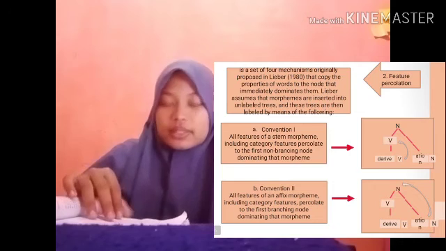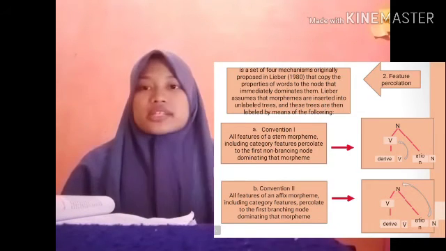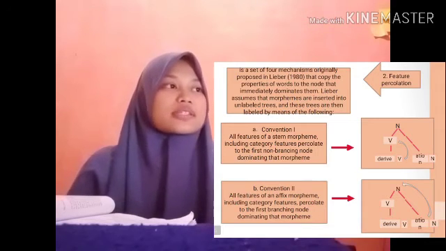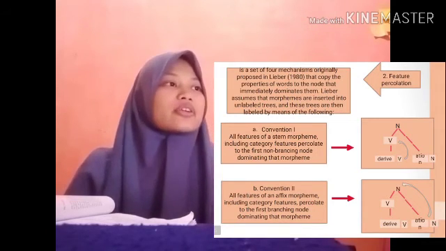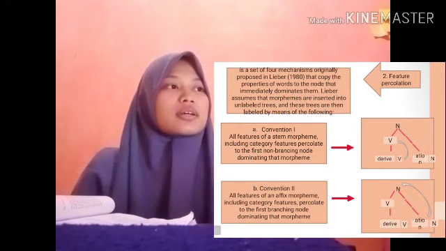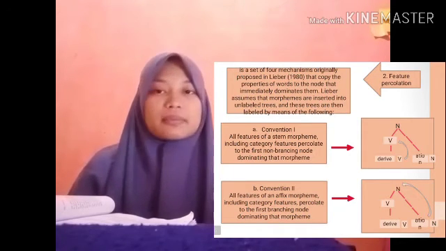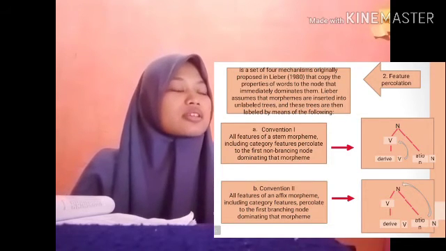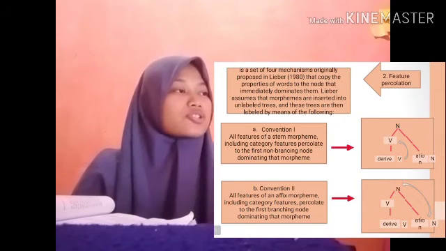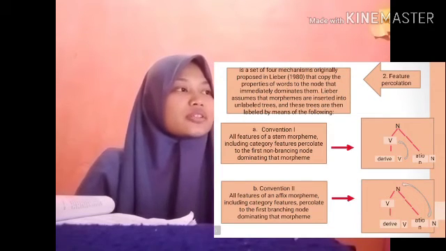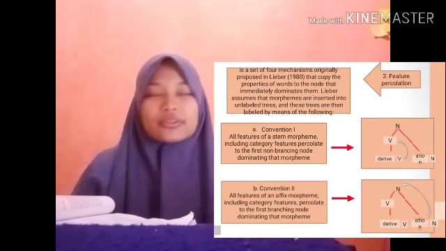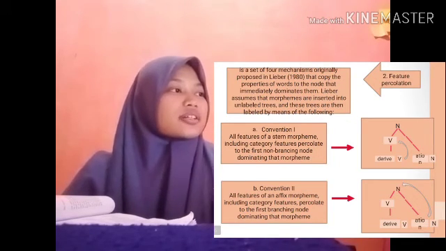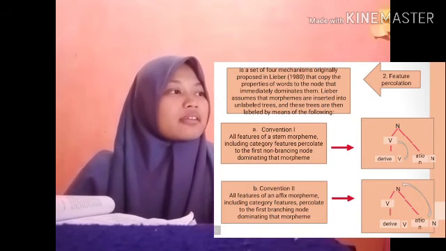There are four conventions. First is convention 1. Convention 1: all features of a stem morpheme, including the category feature, percolate to the first non-branching node dominating that morpheme. Look at the example. Now, there is a tree structure about derivation. Derivation is a noun. And then action is under it. Action is a noun and derive is a verb.